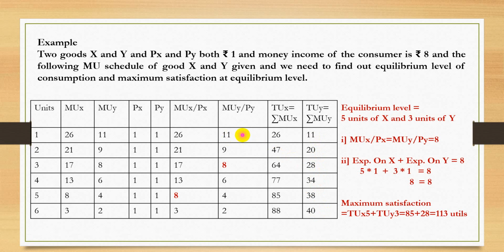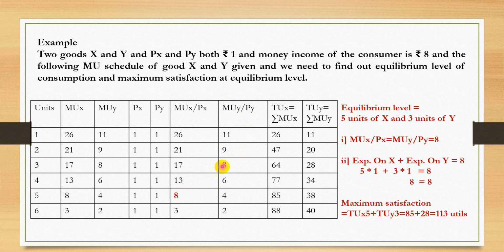So now let us start from the first. 26, there is no 26, so it cannot be, the first condition is not satisfied. 21, there is no 21, so we cannot get 21. 17, there is no 17. Now 13, there is no 13. Now here it's 8. 8 is given. Now 8, and we get MUY by PY 8. So MUX by PX is equal to MUY by PY, 8. Okay, first condition is satisfied.